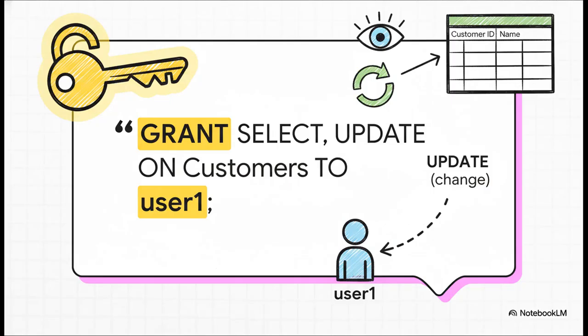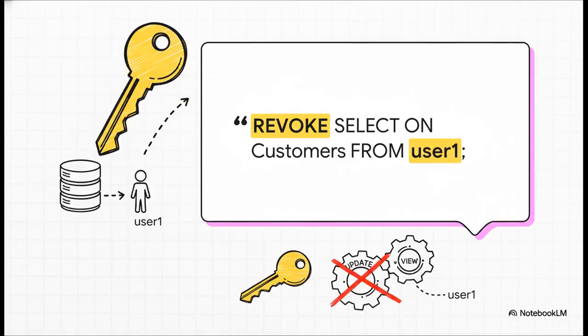Let's look at an example. This GRANT command, it's being very, very specific. We're not just handing over the keys to the kingdom here. We're saying, okay, I'm going to grant the power to SELECT, that is, to view, and to UPDATE, to change information, but only on the customers table and only for user one. Super precise, right? Super targeted. And what goes on must come off, just as easily.